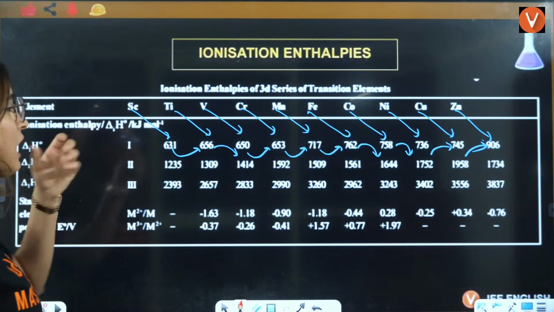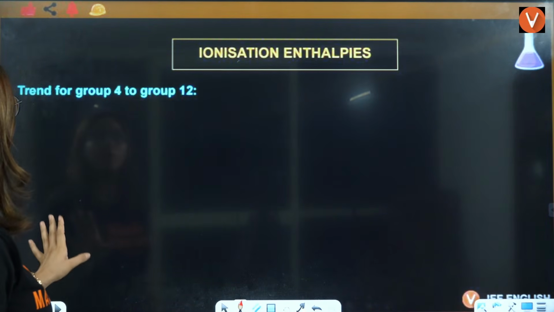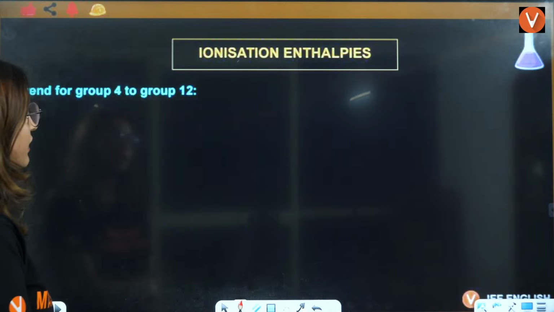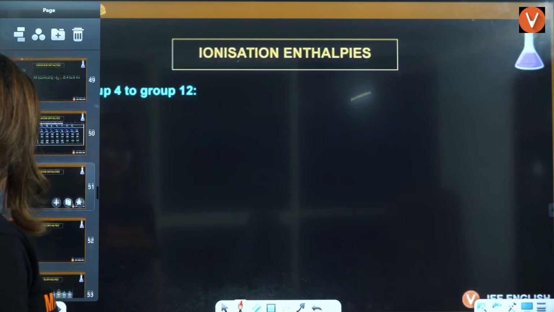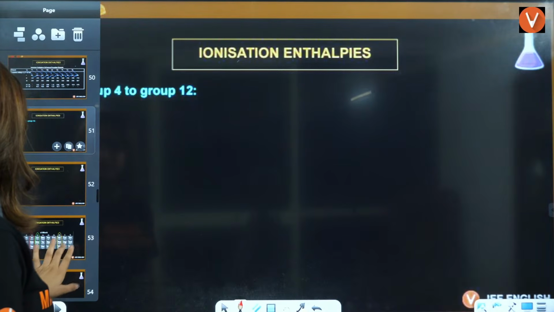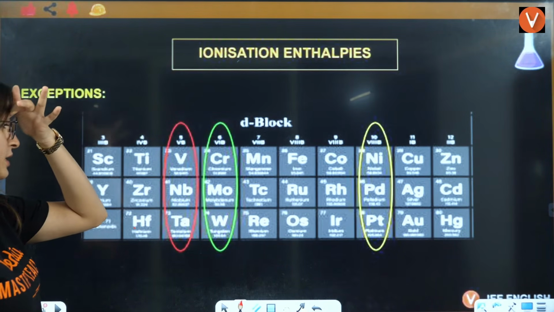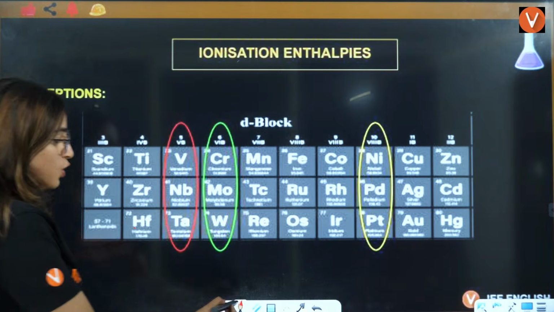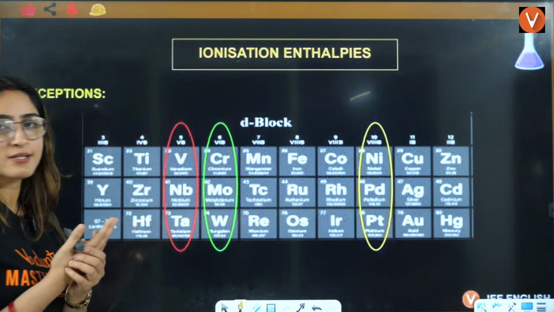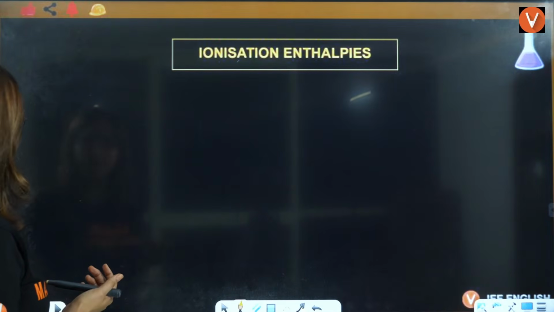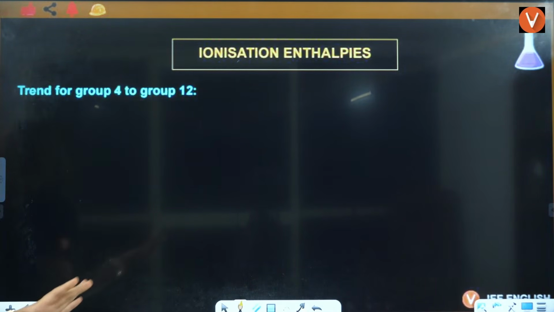Now, some important things we are going to talk about. Firstly, there is this exception here. In ionization enthalpy, there are some exceptions. Firstly, you should remember what exactly happens in the trend for the 4th to 12th group. Do let me know what exactly happens here.